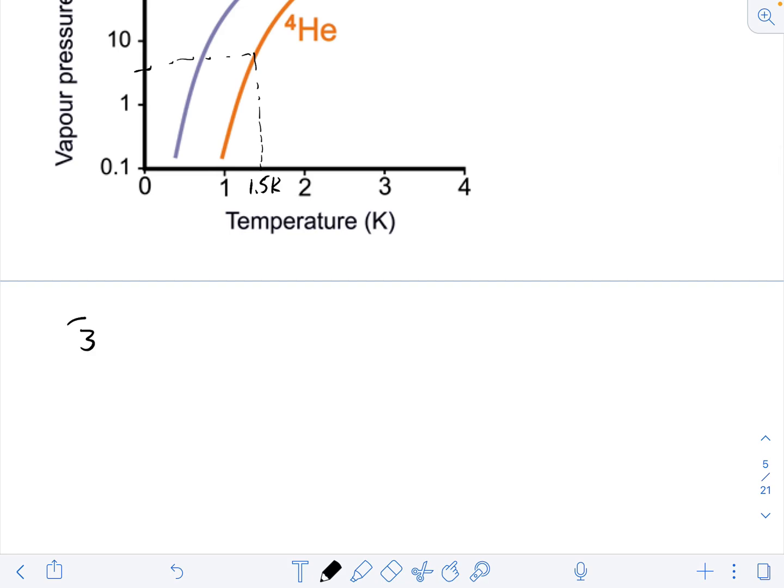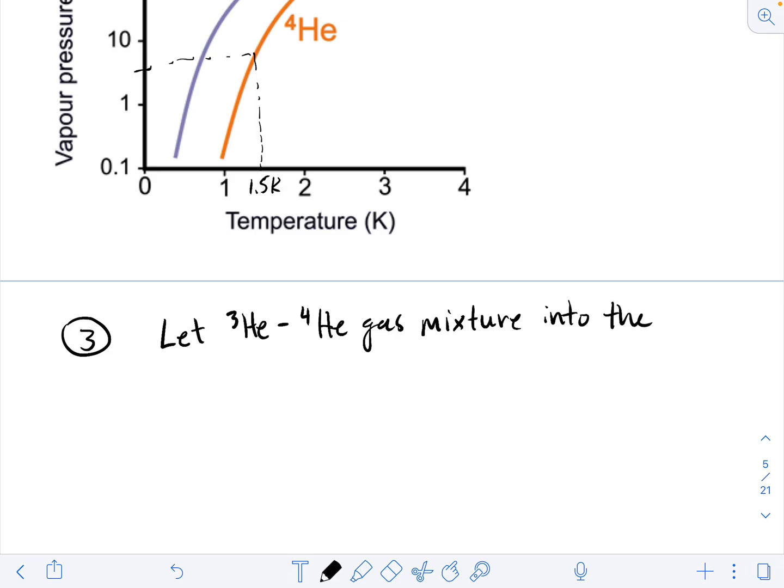And in step 3, after we've cooled our pot to about 1.5 Kelvin, we're going to let the helium-3, helium-4 gas mixture into the dilution refrigerator. Of course, helium-3 is very expensive, so you never just get rid of it. All of this mixture of helium-3 and helium-4 gas is stored in storage vessels at room temperature. When you're ready to let this into the fridge, you open some valves, and that allows the mixture to flow into the refrigerator.